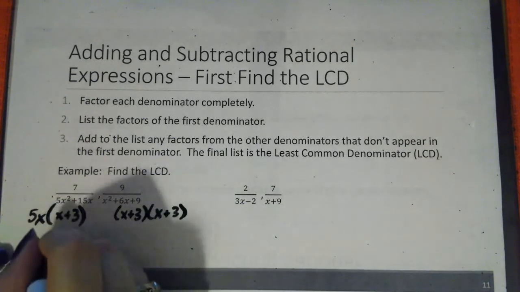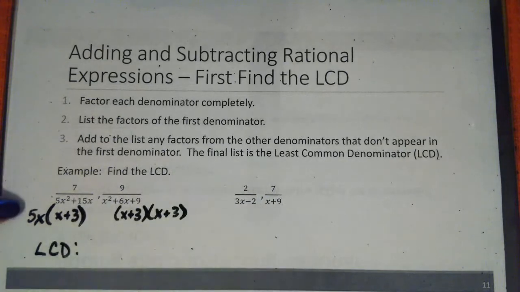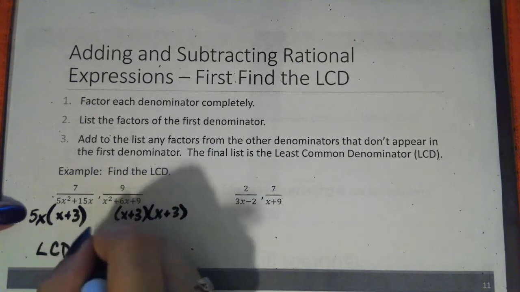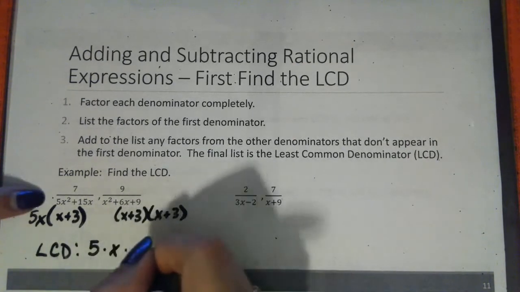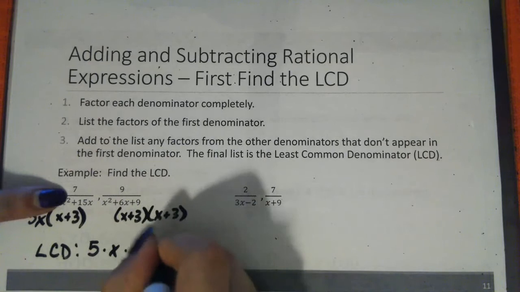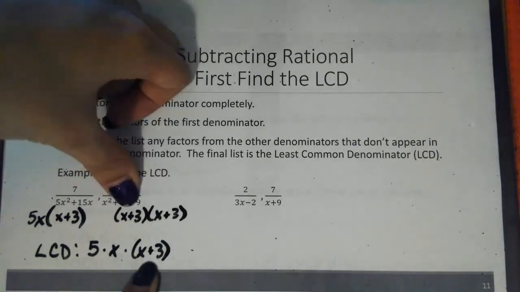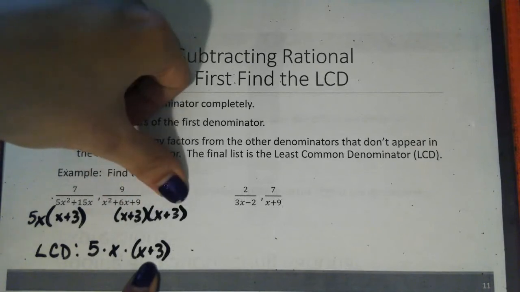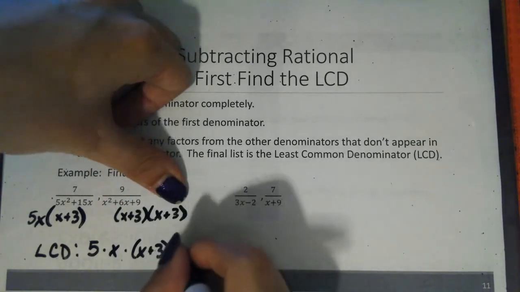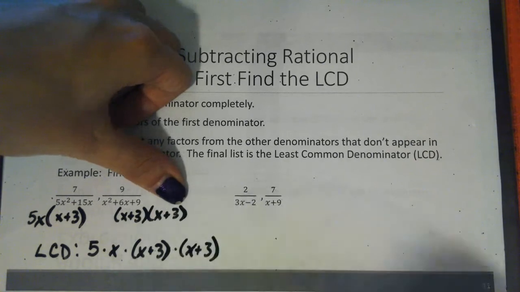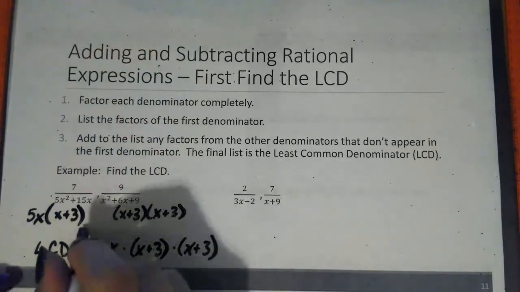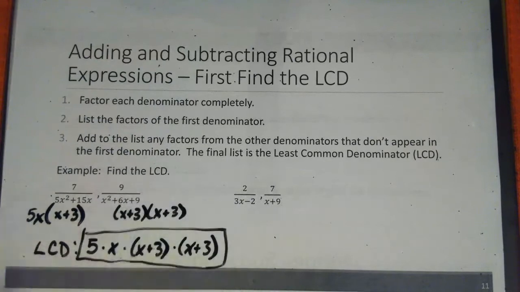So for my least common denominator, I need to list every factor from my first denominator. There's a 5, an x plus 3. That's my entire first denominator. Now I'm going to go through my next denominator and see if each of my factors are on my list. X plus 3, it's already there. Another x plus 3. I don't have that, so I need another x plus 3. That full list is going to be my least common denominator.